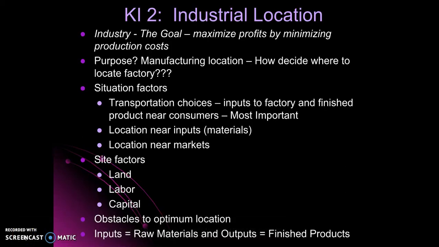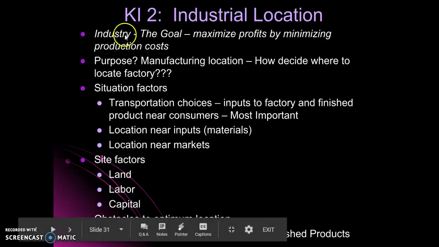Hello everyone, this is Miss Levy and we are here with AP Human Geography and we are reviewing 11.2, which is how does a manufacturer decide where to locate their factory. We're focusing on the situation factors here in 11.2. The following video will focus on the 11.3 factors, which are those site factors. So let's start with just reviewing some basic concepts.